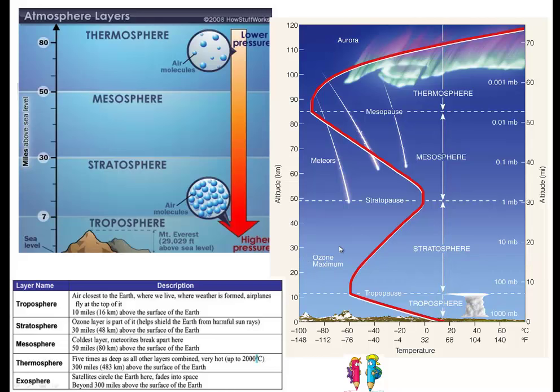And then we go up to the mesosphere, the middle sphere. This is the coldest area. Meteorites break down. This is where we actually see the shooting stars up there too. Hopefully they don't get much lower than that. They get vaporized up there.